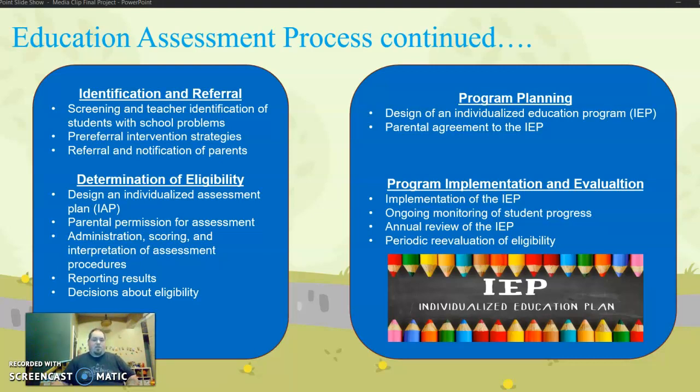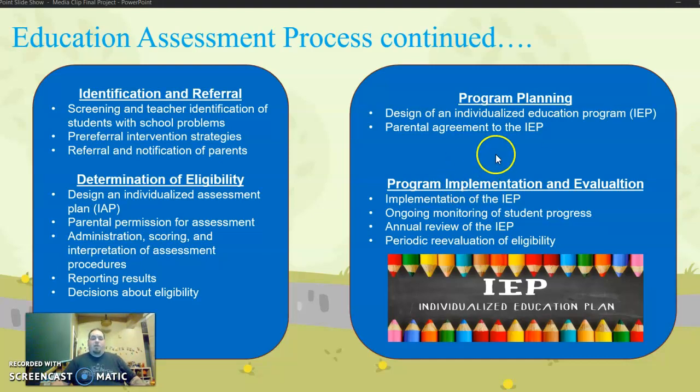Again, the parents need to give permission for the assessment, and then once the permission is granted, the assessment is administered, scored, and interpreted by the team. The results are then reported to the parents at a meeting with the evaluation team, and the parents are told whether their child has a disability and what their eligibility is for services.